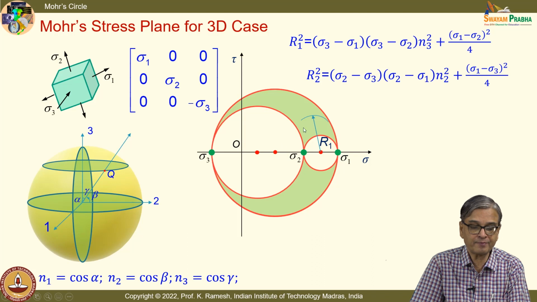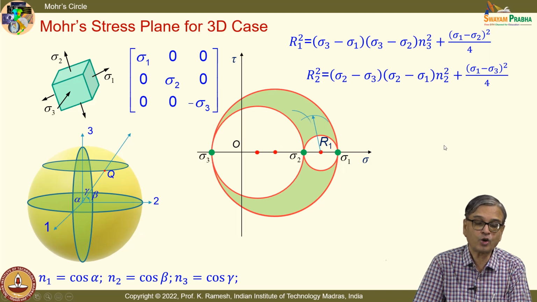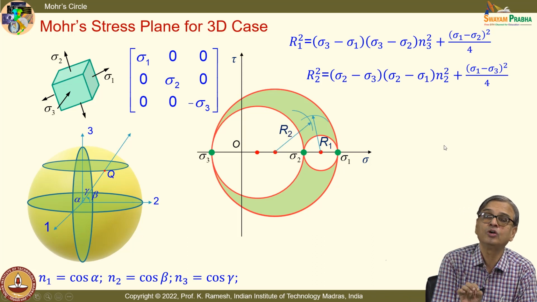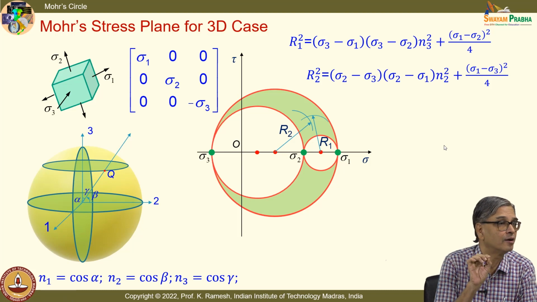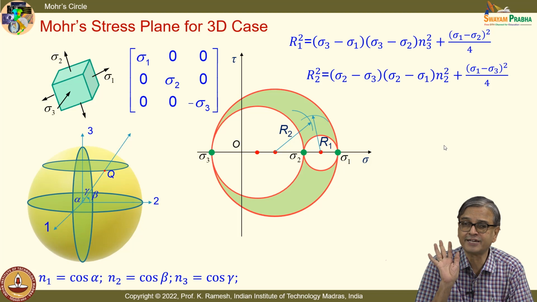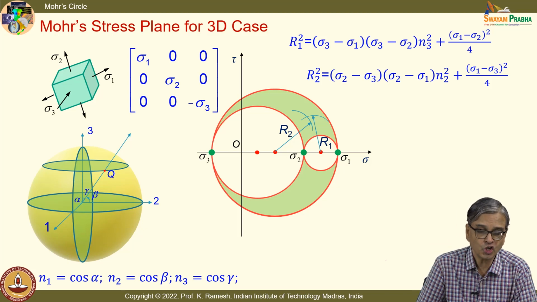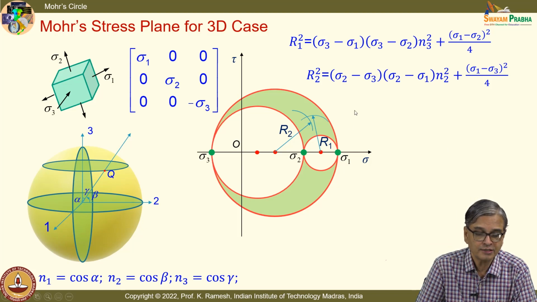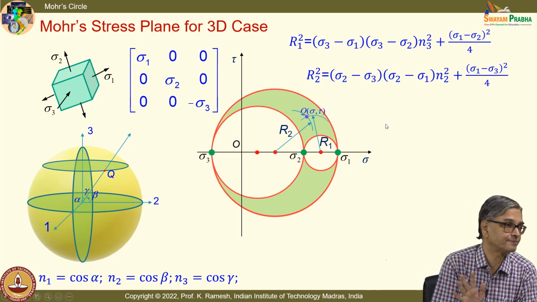So, I do it from the second one. So, I can locate the point Q on the Mohr's 3-dimensional representation of the stress state. Okay. So, this gives you the point Q and you get the value of sigma and tau.